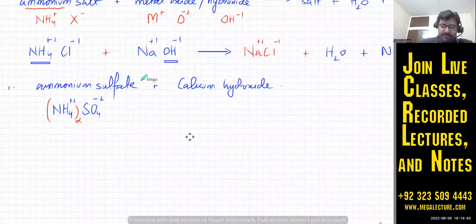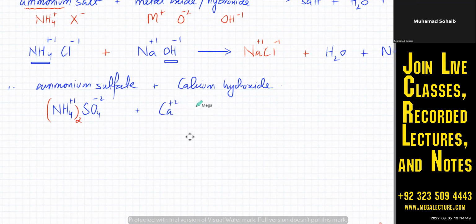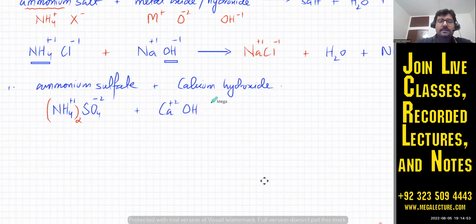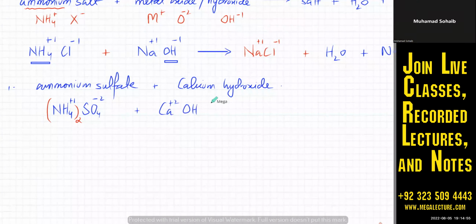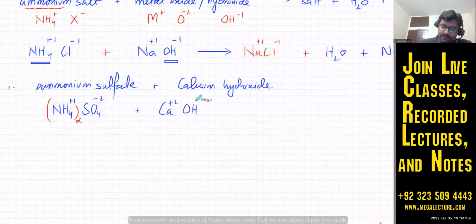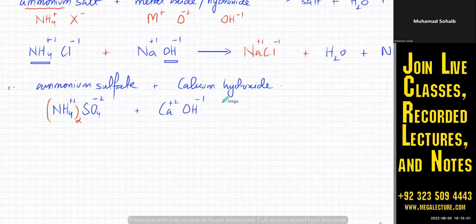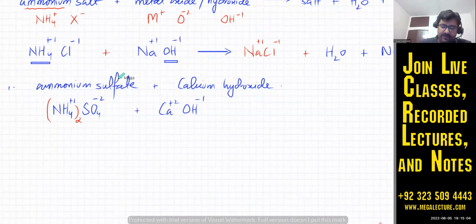What about calcium hydroxide? Calcium is group 2, so that is +2. And hydroxide, OH, is -1, right? So do crisscross, it's going to be Ca and OH twice. So you figured out the formula.